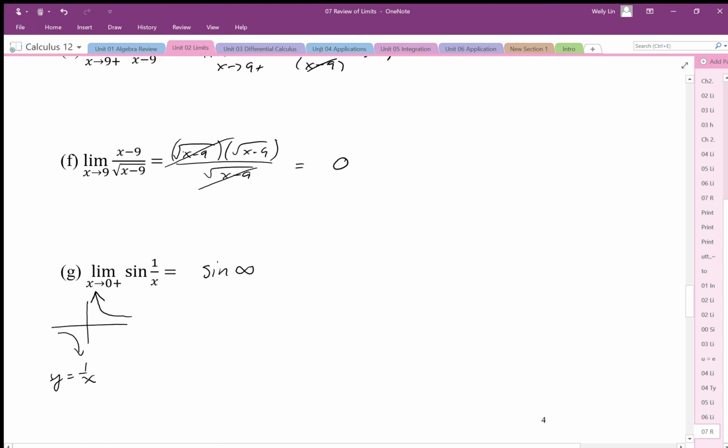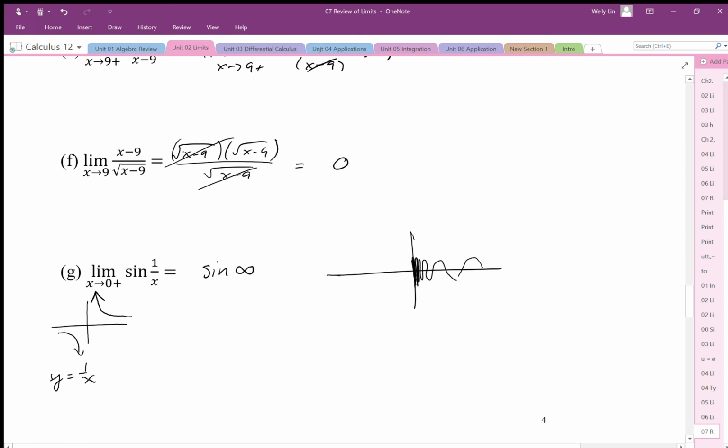Well, we can't really do that. In fact, what's going to happen is the sine value is just going to bounce back and forth. So as we approach 0, that's going to end up looking like this. Here's our sine graph. It's going to be going up and down, up and down, and then it just keeps going up and down faster and faster.